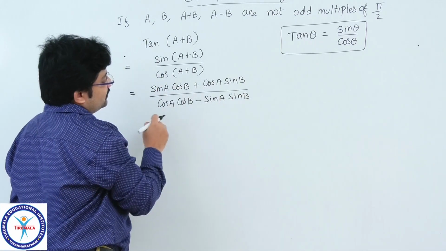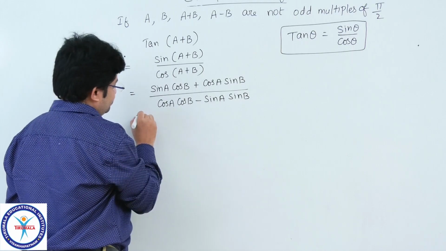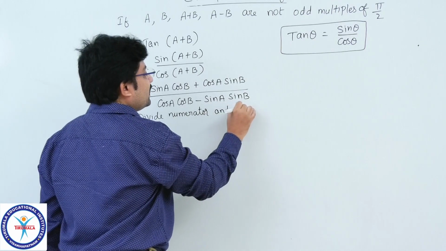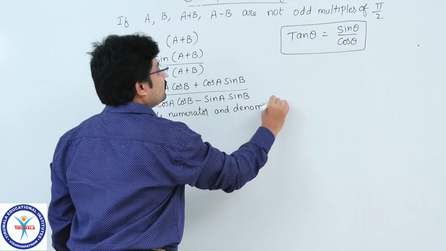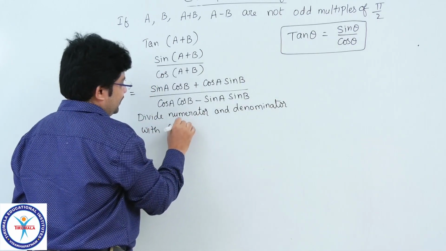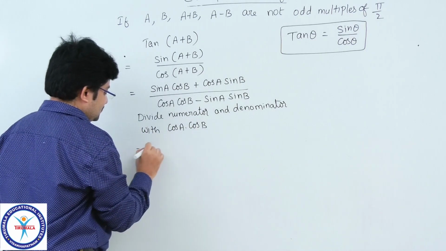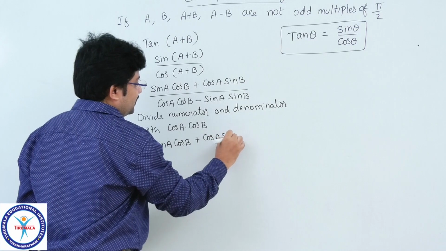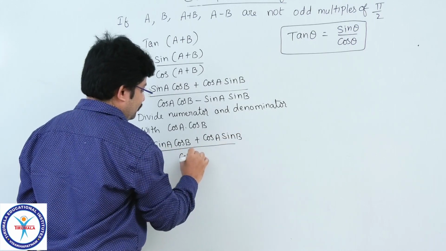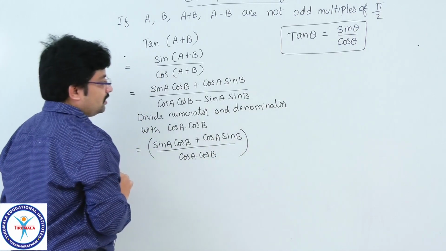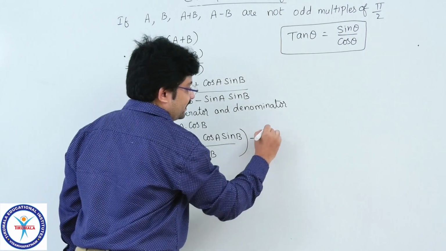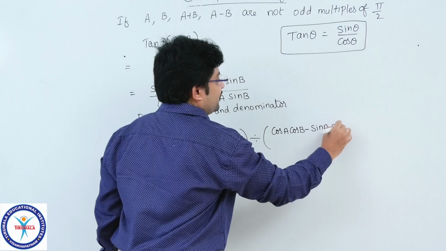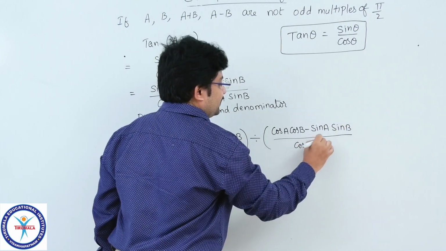Now divide the numerator and denominator by cos A into cos B. Then it is sin A cos B plus cos A sin B by cos A into cos B. This is the numerator value, and here it is division, divided by cos A cos B minus sin A sin B by cos A into cos B.